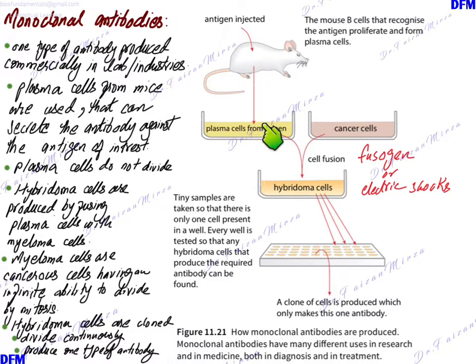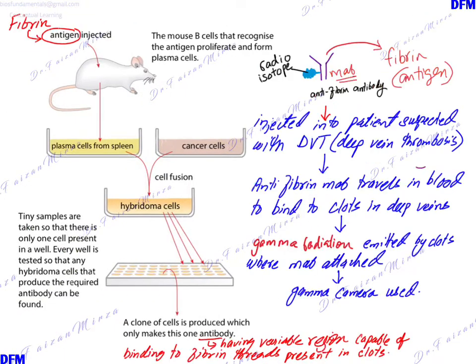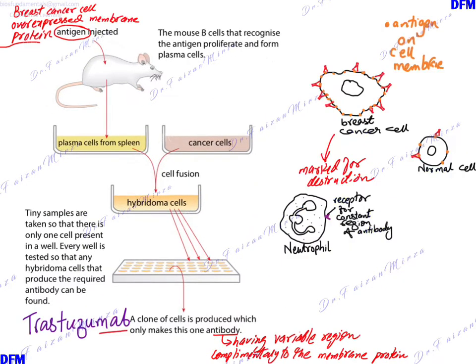So plasma cells will have the ability to produce the antibodies against the antigen that was injected, and the cancer cells will provide the infinite ability to keep on dividing. So the hybridoma cells can then be grown in lab, and they will keep on producing single monoclonal antibody, which can be used in treatment as well as diagnosis.